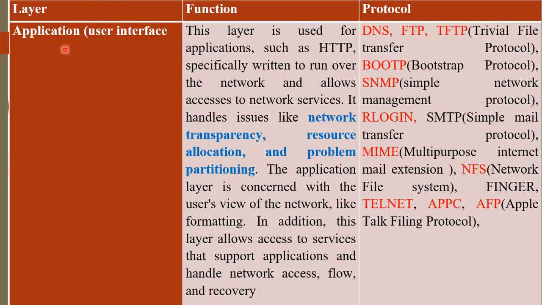Look at the application layer. This is the layer where the end user will be communicating. The major functions are network transparency, resource allocation, and problem partitioning. Here the hacker will be trying to exploit the DNS protocol, FTP protocol, TFTP protocol, BOOTP protocol, SNMP, R login protocol, MIME protocol, NFS protocol, Telnet protocol, APPC protocol, and AFP protocol. These are all the protocols the hackers will try to exploit by looking into the protocol vulnerabilities.